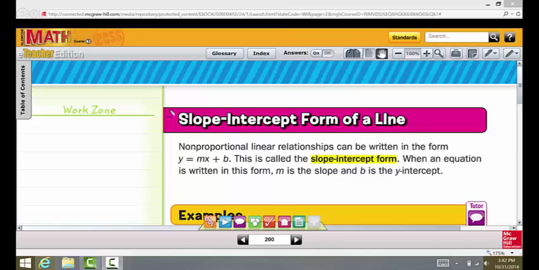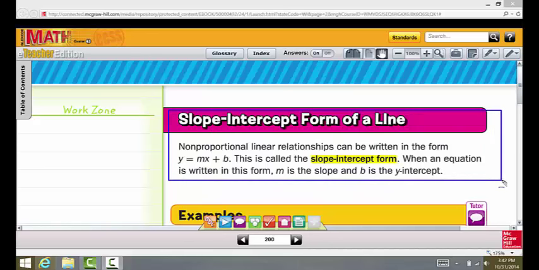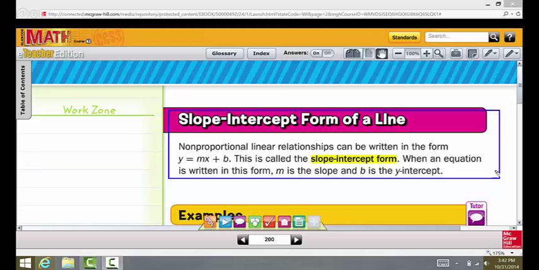Okay, we're going to start first by putting this in our notes. We want to talk about slope-intercept form of a line. A non-proportional, and make sure you understand that we're talking non-proportional here. Non-proportional linear relationship can be written in the form y equals mx plus b.